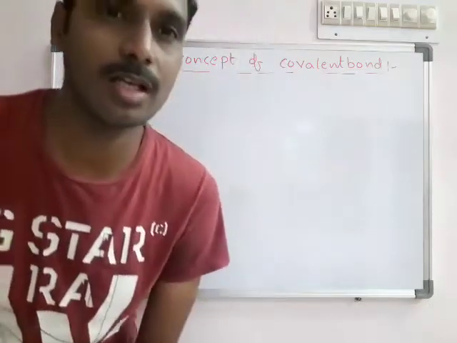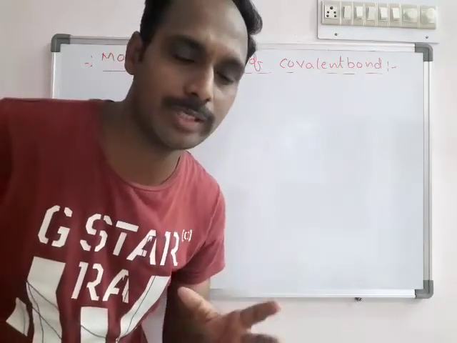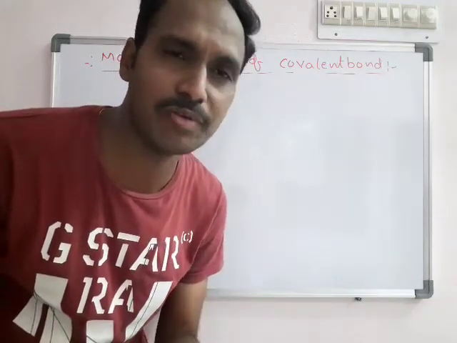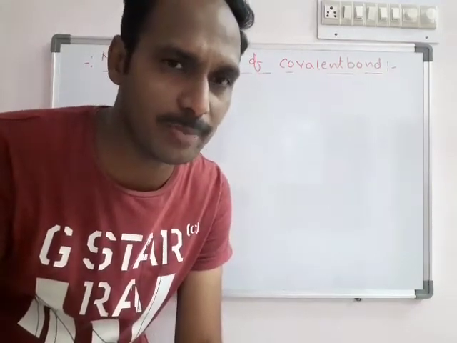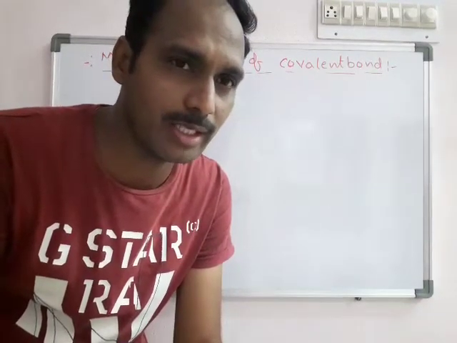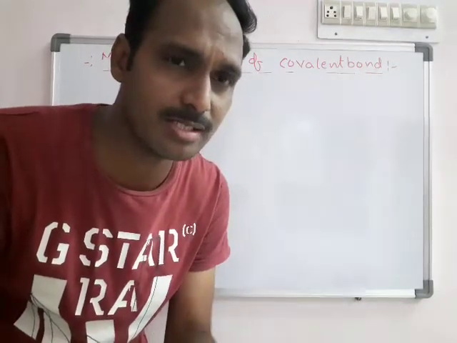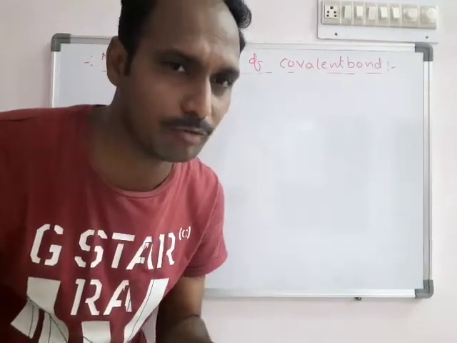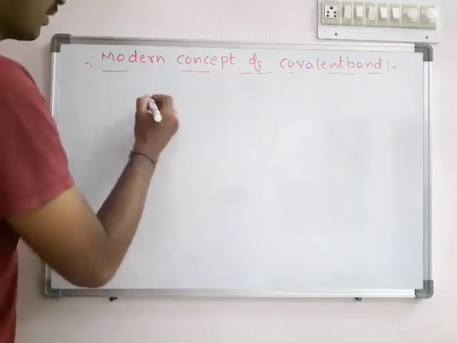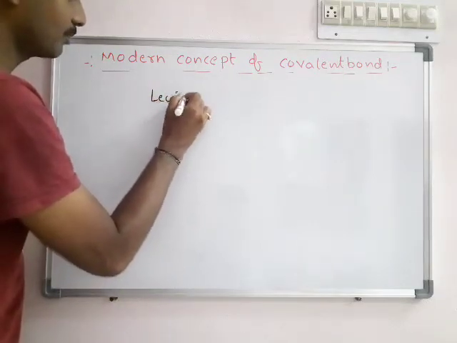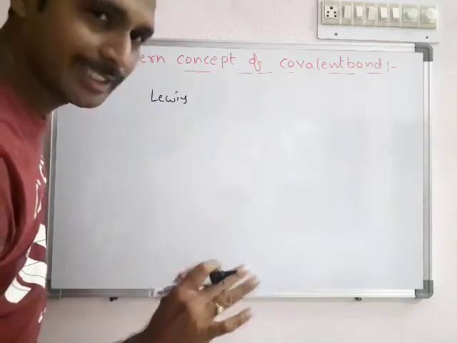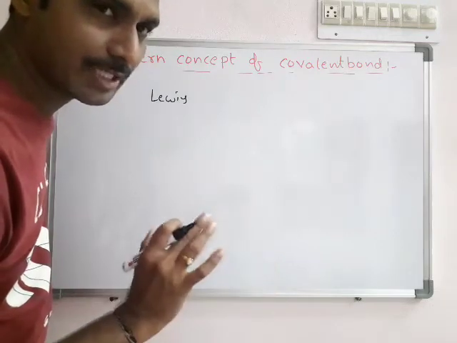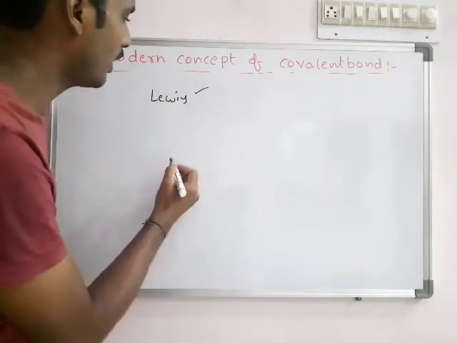So hello everyone, today we discuss the modern interpretation of the covalent bond. We already know the details about covalent bond formation. The normal covalent bond was introduced by Lewis, in which he defined that the bond formed between two atoms is just by sharing their valency electrons. That is called the Lewis concept.